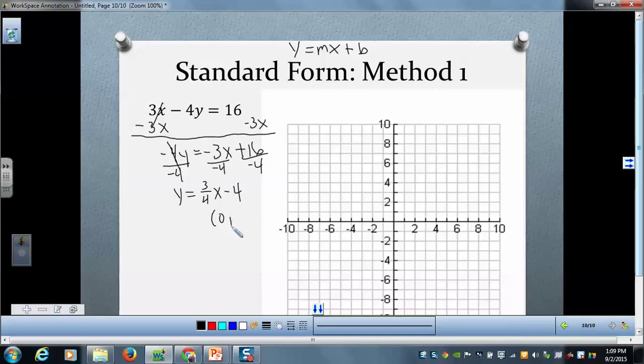So I know my y-intercept is 0, negative 4, so I'm going to put a point there. And then we know our slope is 3 over 4. So the change in y is up 3, and the change in x is to the right 4. So 1, 2, 3, 1, 2, 3, 4, 1, 2, 3, 1, 2, 3, 4. And looky there, there it is, just like that. So if we manipulate that to slope-intercept form, perfect. We can just roll with what we already know.